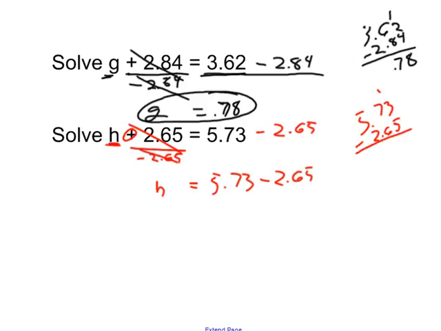13 minus 5 is 8, 6 minus 6 is 0, and 5 minus 2 is 3, so that'd be 3.08. H is equal to 3.08.